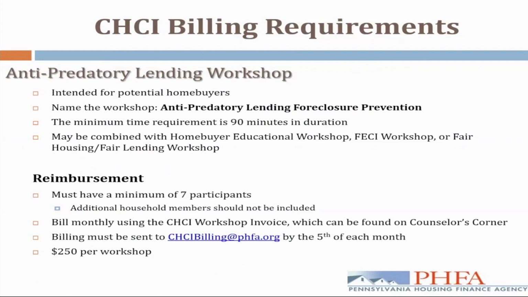The anti-predatory lending workshop is 1 hour and 30 minutes. It can be combined with the other workshops that you're doing, but you want to make sure that you're billing them separately. Again, with this one, you must have 7 households. You're going to bill using our invoice, and reimbursement would be $250.